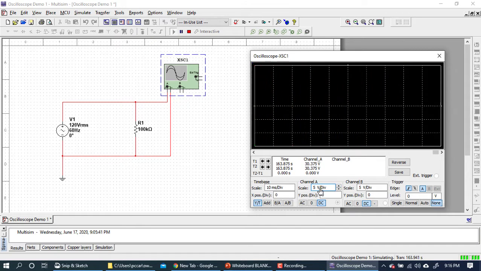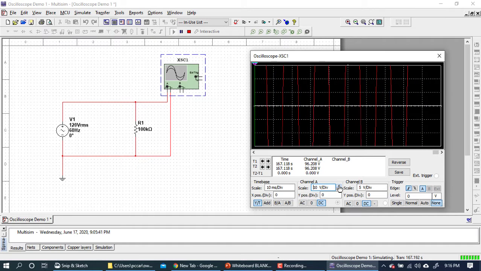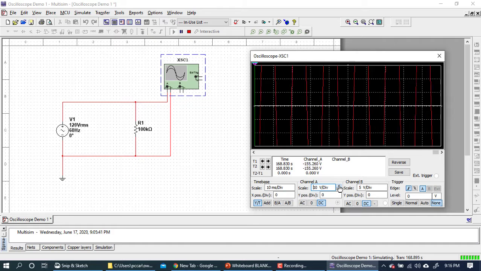And I clicked in there, and now I'm going to select the up button. So now it goes to 10 volts per division. Now we're looking at plus 30 and negative 30. You see the waveform is still way off the screen.